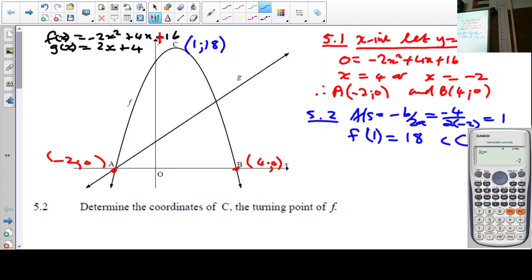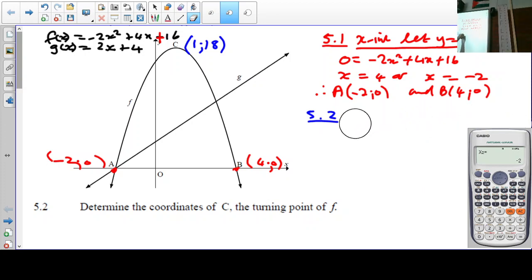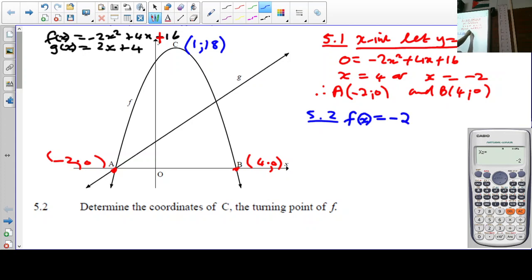How else could we have done it? Completing the square. So you can choose whichever one you want to do, whichever one is your favorite. I know none of it's your favorite, but let's just say for the sake of it, this is your favorite, because they always get it wrong.